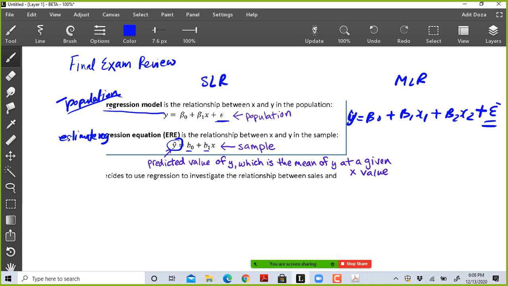I'm asking you for the population regression model, but then you are giving me the estimated regression equation. And for the estimated one, if the values are given, you have to plug in the values. Let's say y hat equals, this is just an example, beta 0 is 3 and beta 1 is 2.5, right? So this would be the estimated regression equation.